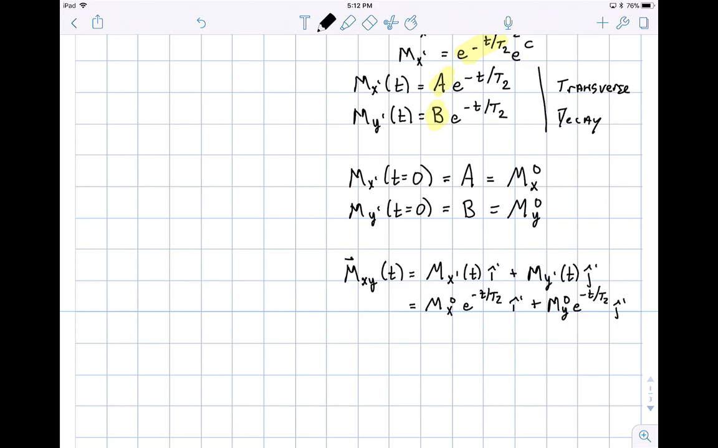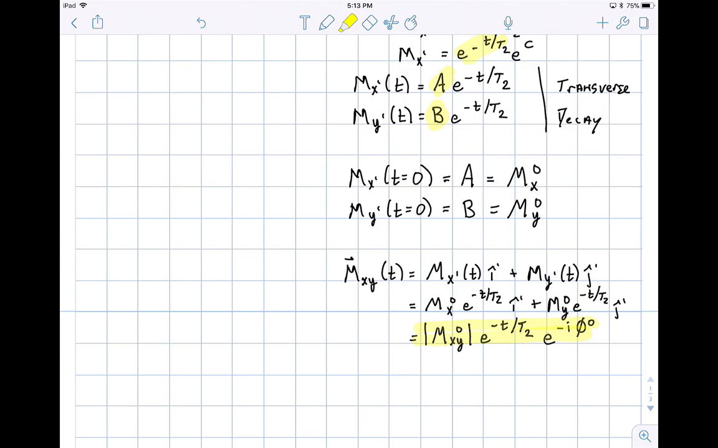Now, if I want to, I can write this in complex notation where what we care about usually is just the magnitude of the magnetization, what we call the magnitude of Mxy. We still have this exponential term, e to the minus t over T2. But if we want to keep track of the phase, and sometimes you do, sometimes it's difficult, then we need to add a phase term in here as well, e to the minus i times some phase. And that might be some initial phase. And so this is the most complete description that we would have for the transverse magnetization decay.